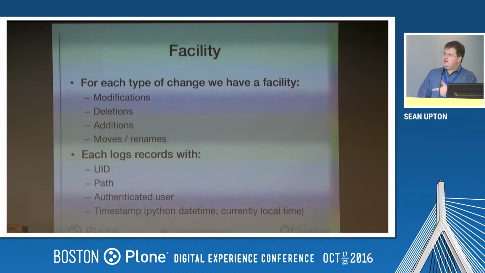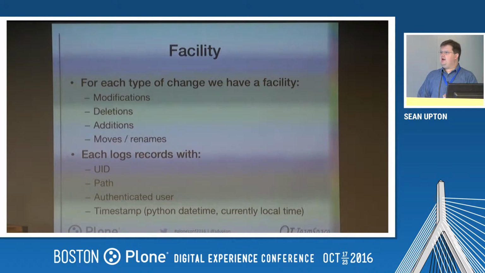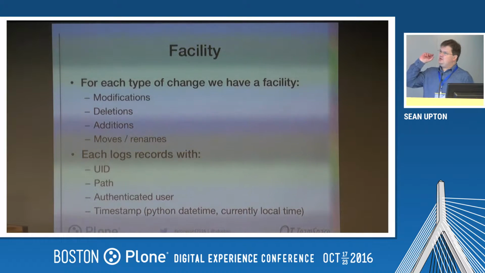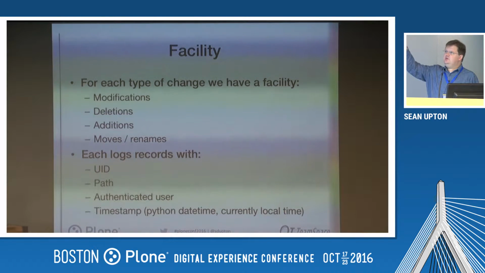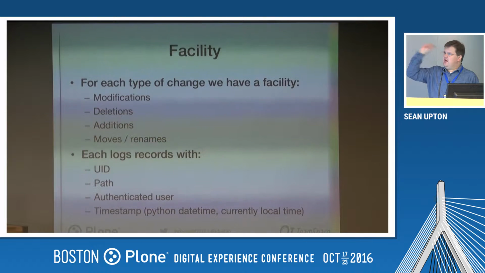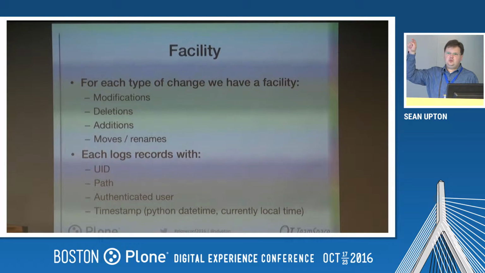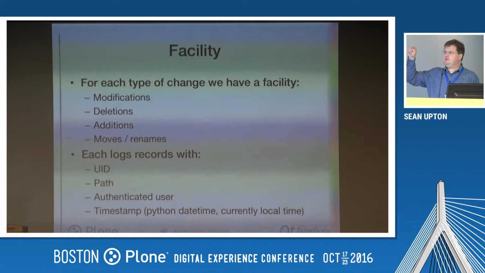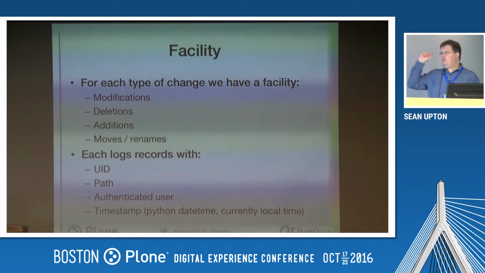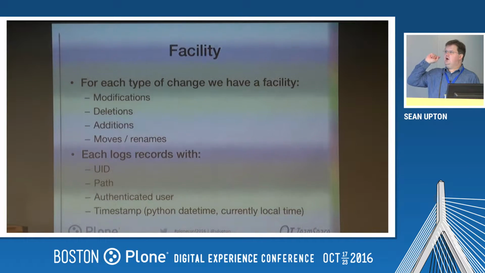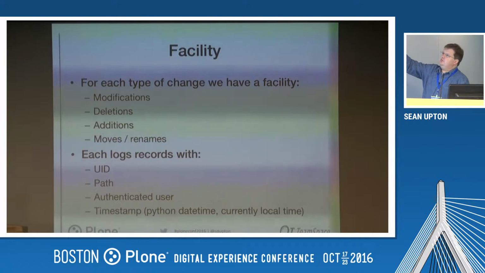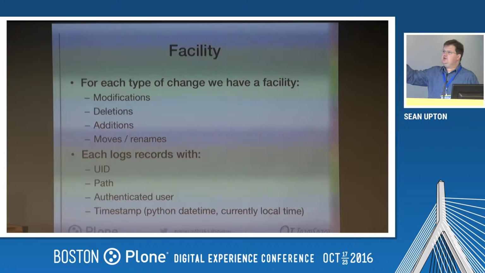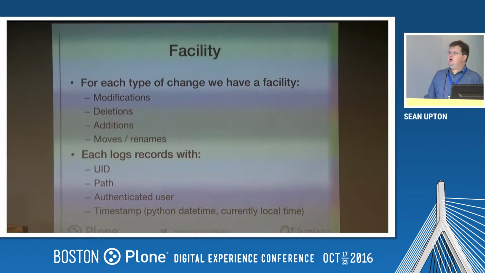So I talked about the facilities that we would try to have. Each item has 2 items in an annotation that are stored. There's an IOBTree that stores the actual records, and there is a persistent list that stores the keys. The keys are automatically generated integers. So each of these 4 facilities has the ability to keep track of every change in insertion order.